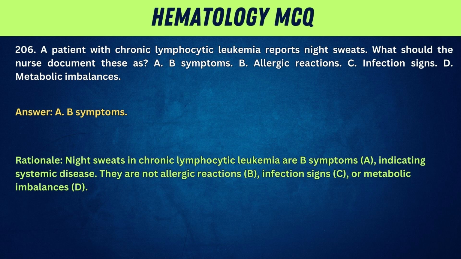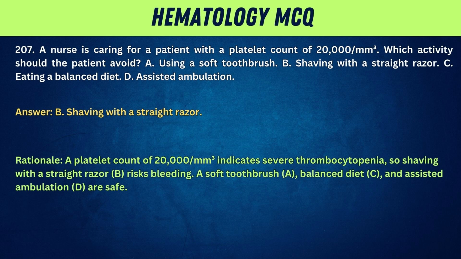Answer. A. B symptoms. Rationale. Night sweats in chronic lymphocytic leukemia are B symptoms, A, indicating systemic disease. They are not allergic reactions, B, infection signs, C, or metabolic imbalances, D.